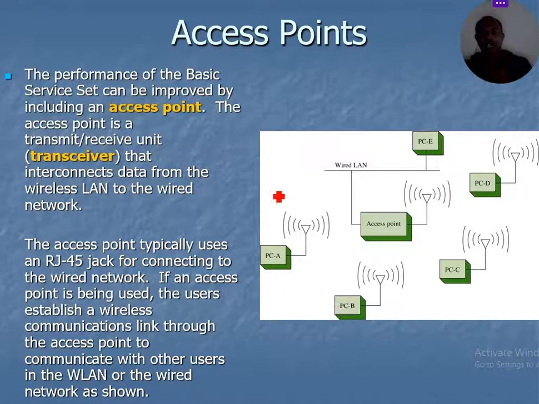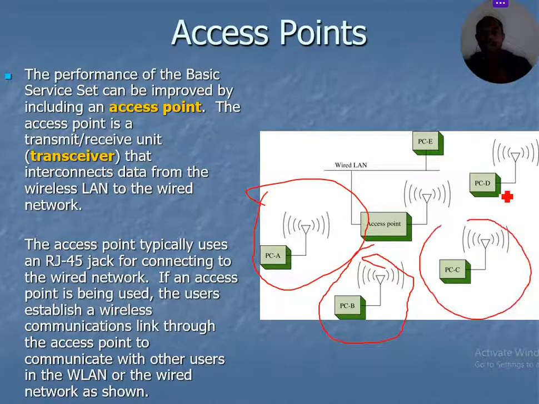PCA is a wireless one. PCB is a wireless network. PCC is a wireless one. PCD is a wireless one. PCE is a wired network with an access point.